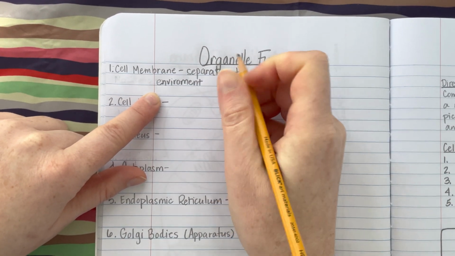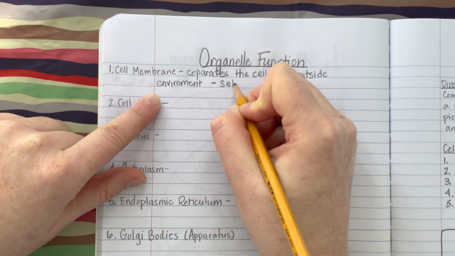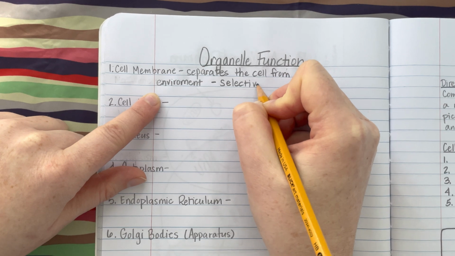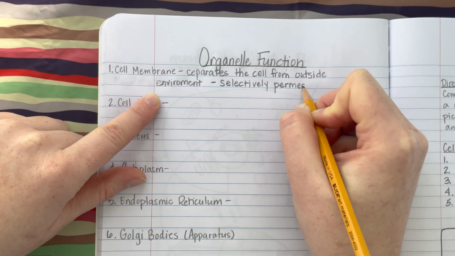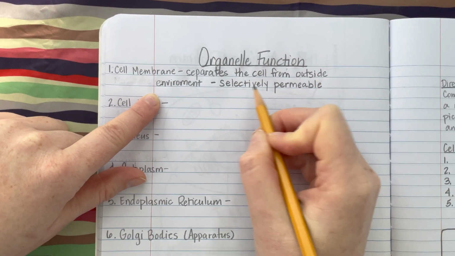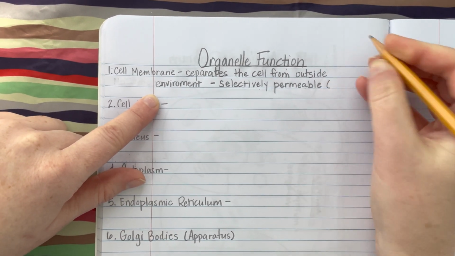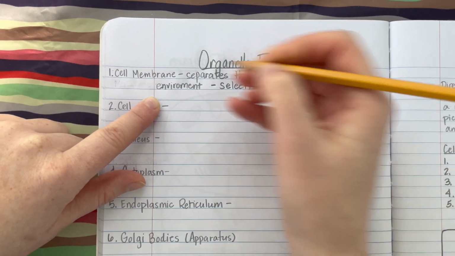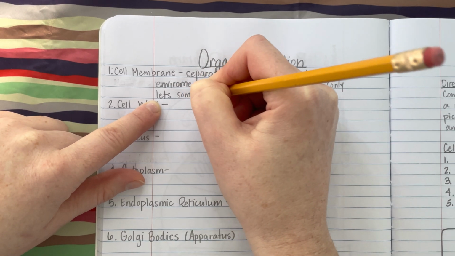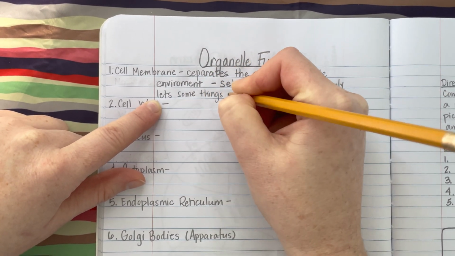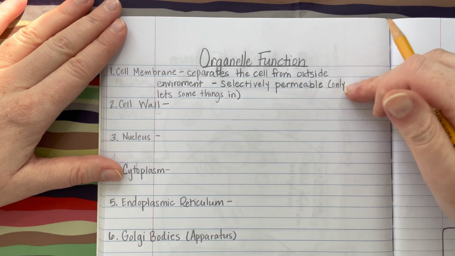It also is what's called selectively permeable, which, if you look at the word, it kind of makes sense with the definition. It's selective about what it allows to permeate or enter. So the cell membrane actually only lets some things in. So it protects us in a lot of ways. It decides what comes in and out, kind of like a bodyguard of sorts.